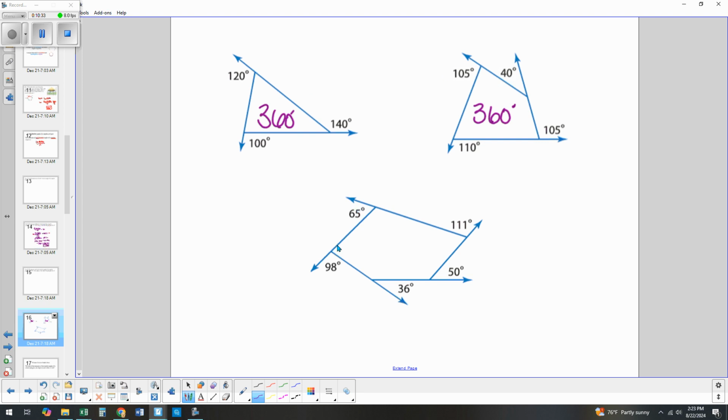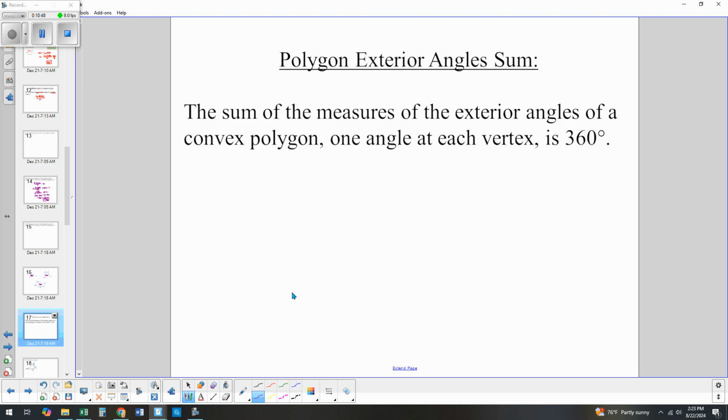If I had 65, 98, 36, 50, 111, that also equals 360 degrees. So it doesn't really matter how many sides the shape has, the exterior angles will always add to 360. So the polygon exterior angle sum is just 360. There's no formula for this one.